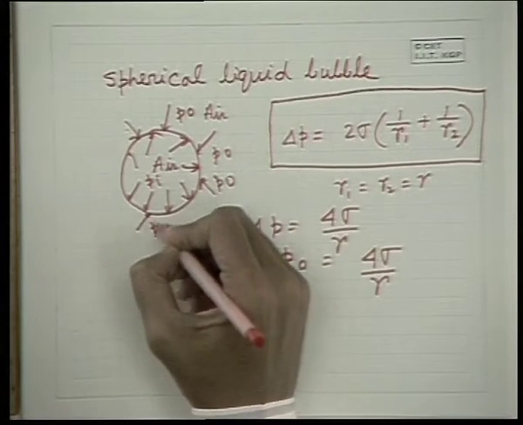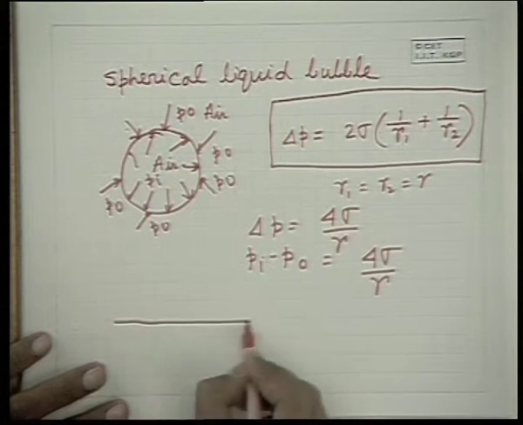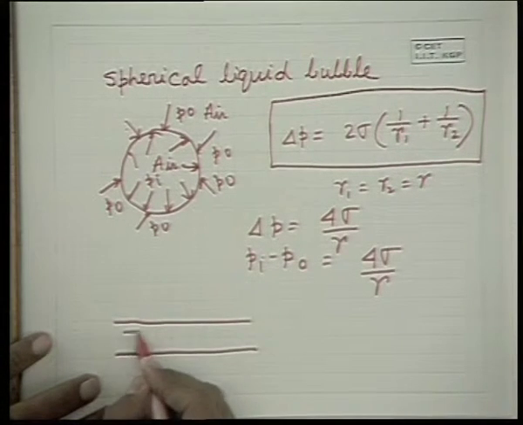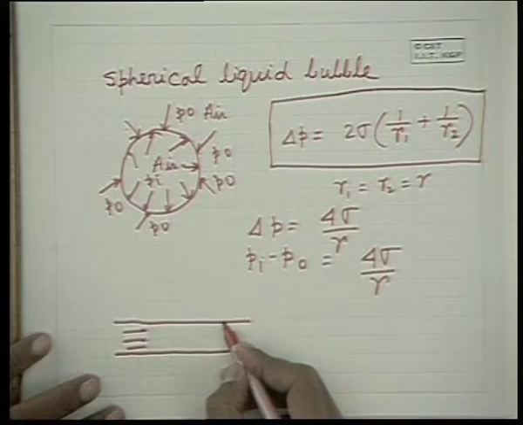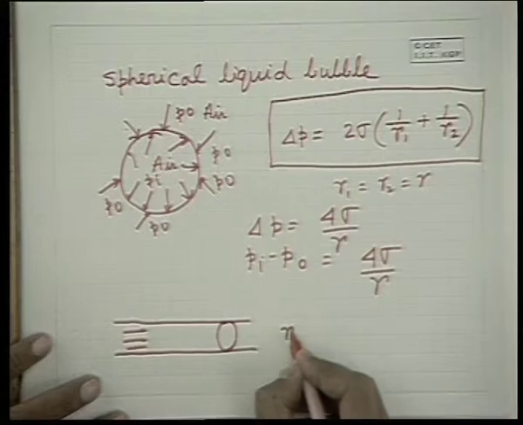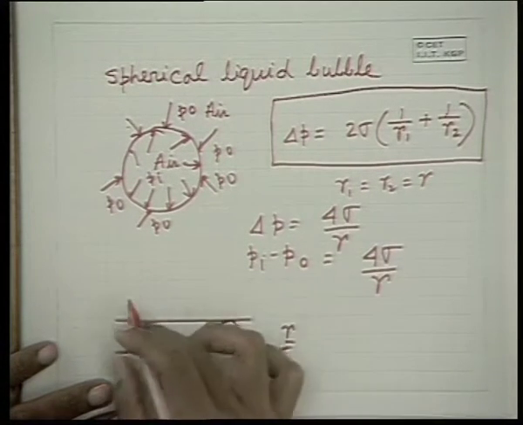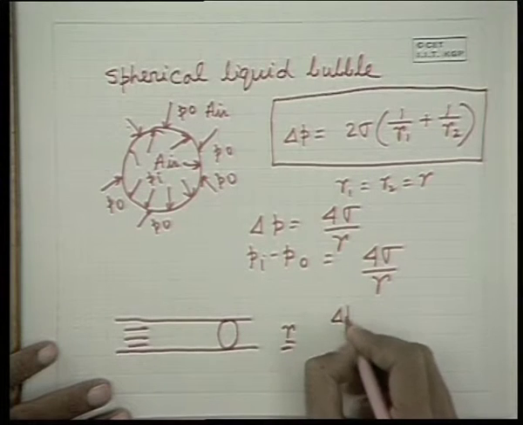P0 is the outside pressure. Another limiting case, a special case, is a water jet, which has a circular cross section. If it is a jet of circular cross section of radius r, then what formula will we use? It is a solid jet full of liquid, so you will use the formula.